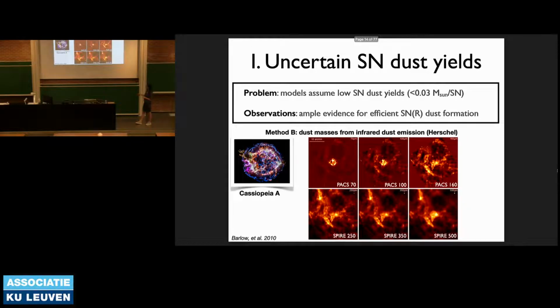Okay, so let's move on to the second method. We can also study dust masses from infrared emission, and that's exactly what I've been doing with Herschel. Herschel has really been instrumental in doing this. So I'll show you a few results of two very iconic galactic supernova remnants. The first one is Cassiopeia A. It comes from a quite massive progenitor star.